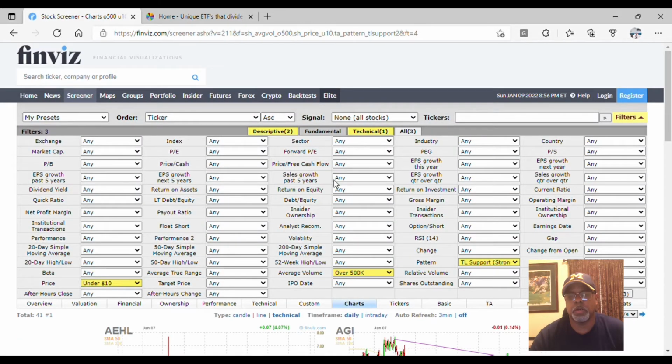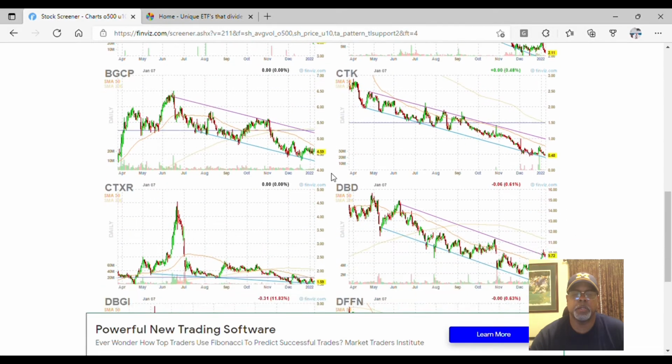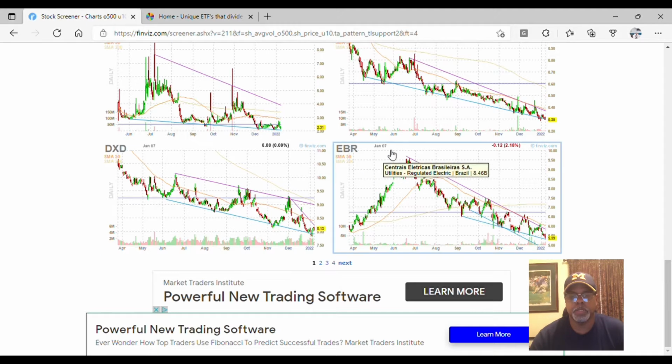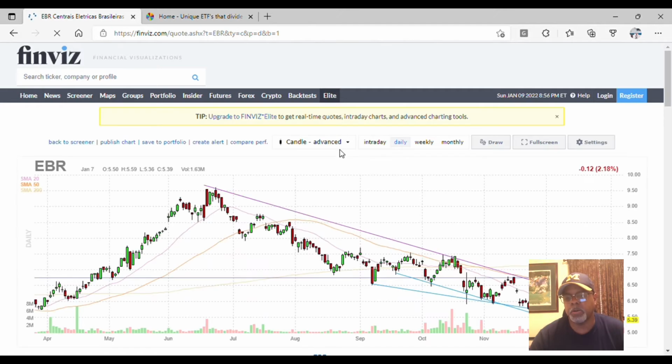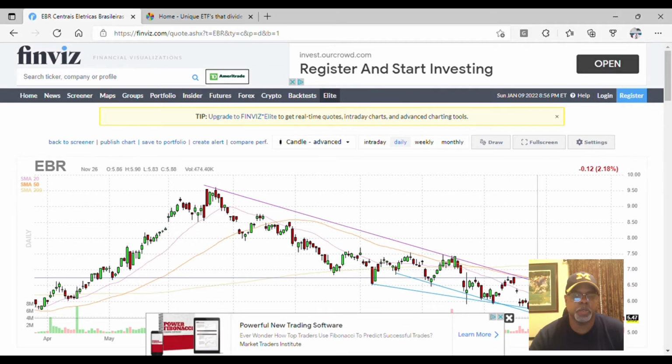And these are trend lines, these little lines you see. Let's just click on this one, this EBR. I don't know what company that is, but there's a trend line. And the company right now is actually bouncing off of this support level down here. This is called a support level. That's why you want to look at the trend line support level.